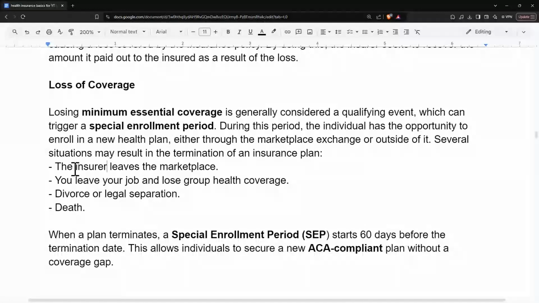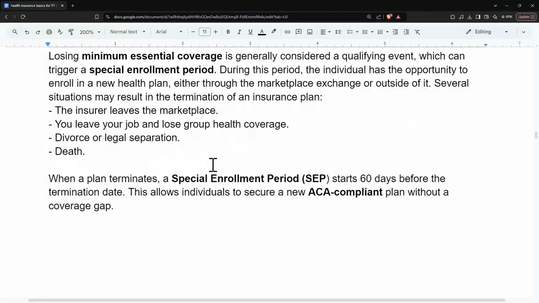Then you're kind of stuck. You have to get a new plan. So what this special enrollment period allows you to do is enroll in a new plan without any gaps between coverage. Or if you lose your job and lose group health coverage. So if you work for an employer that provides health insurance to you and then you leave, a special enrollment period kicks in to allow you to get a new policy through the marketplace, or if you go through a divorce or separation, or you die. I mean, if someone dies, not if you die, you don't need health insurance. Okay.